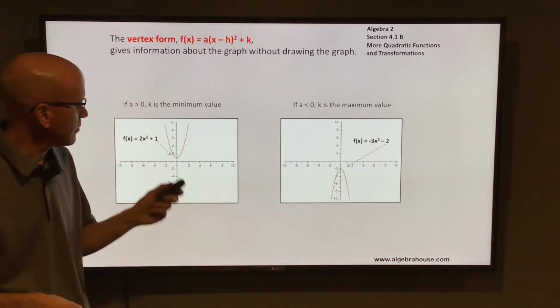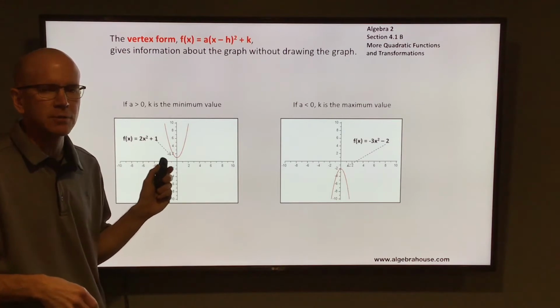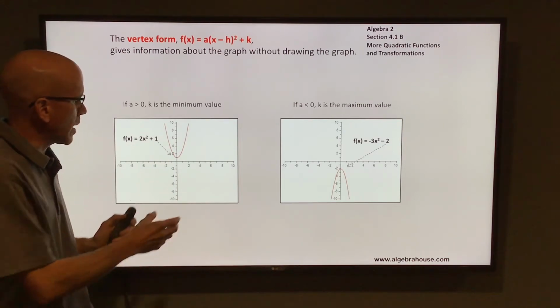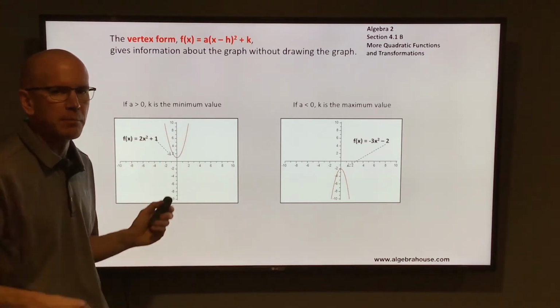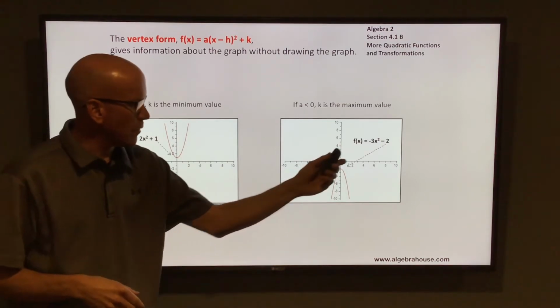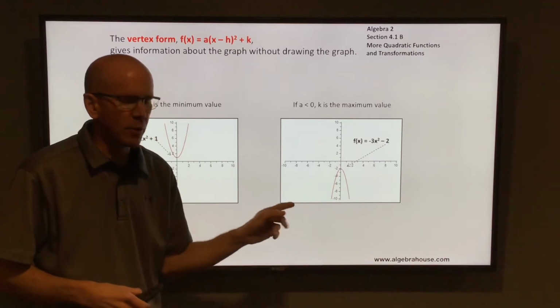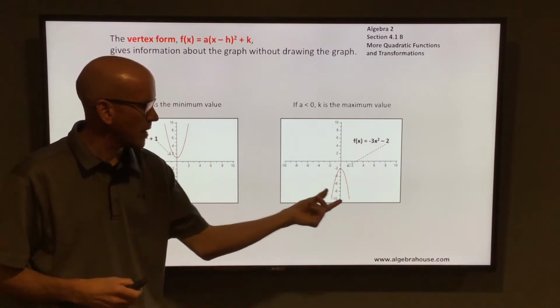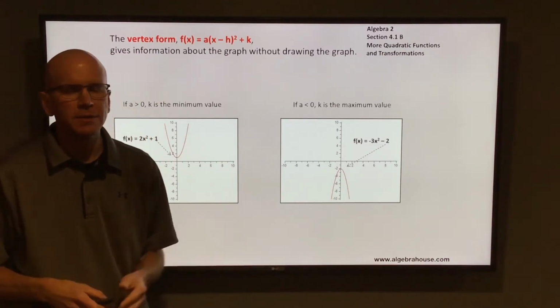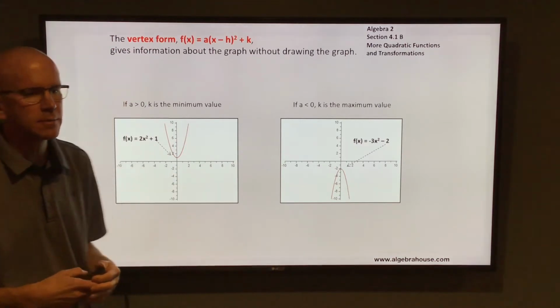So again, if the coefficient of the squared term is positive, the parabola opens upward, and there is a minimum value. If the coefficient of the squared term is negative, the parabola opens downward, and there is a maximum value. The maximum value or the minimum value, either one, is the y-coordinate of the vertex.